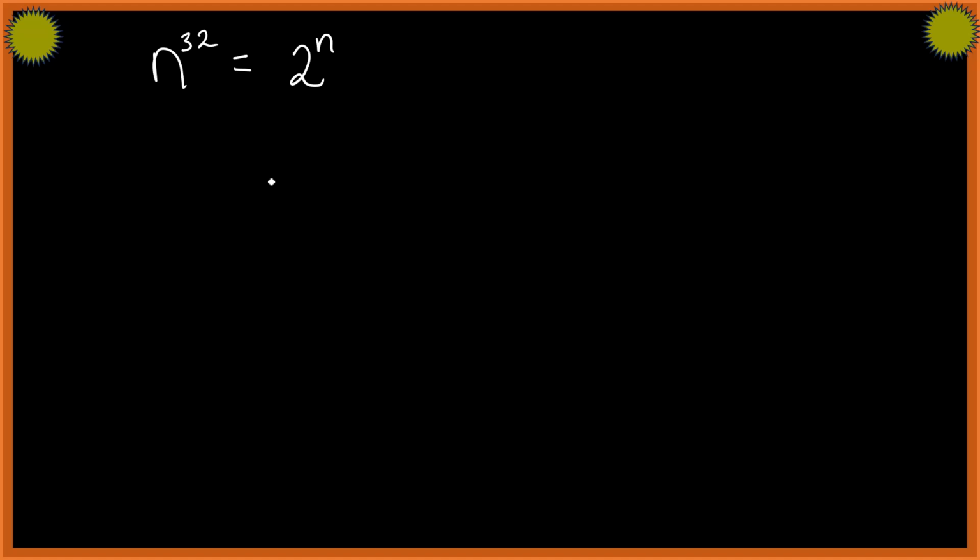All right, let's solve for n here. Now we have n exponent 32 equals 2 exponent n. So how do you solve for n? The trick here is to adjust this in such a way that we get something raised to the same thing equals something raised to that thing.